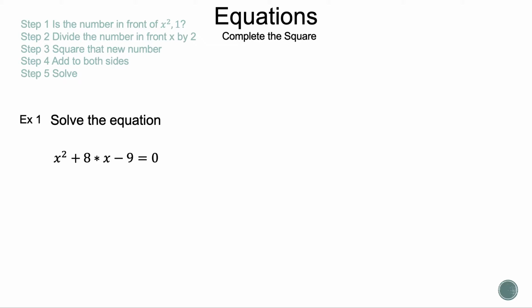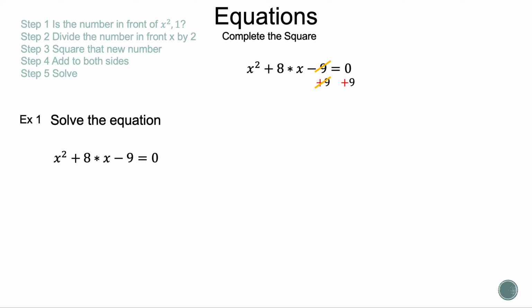Let's read the question. Solve the equation x squared plus 8x minus 9 is equal to 0. We're going to go ahead and rewrite the equation to show our work. And now we're going to add 9 to the left side, so we can only have x's on the left side. Negative 9 plus 9 are inverses, so they cancel. And now we're going to add 9 to the right hand side.